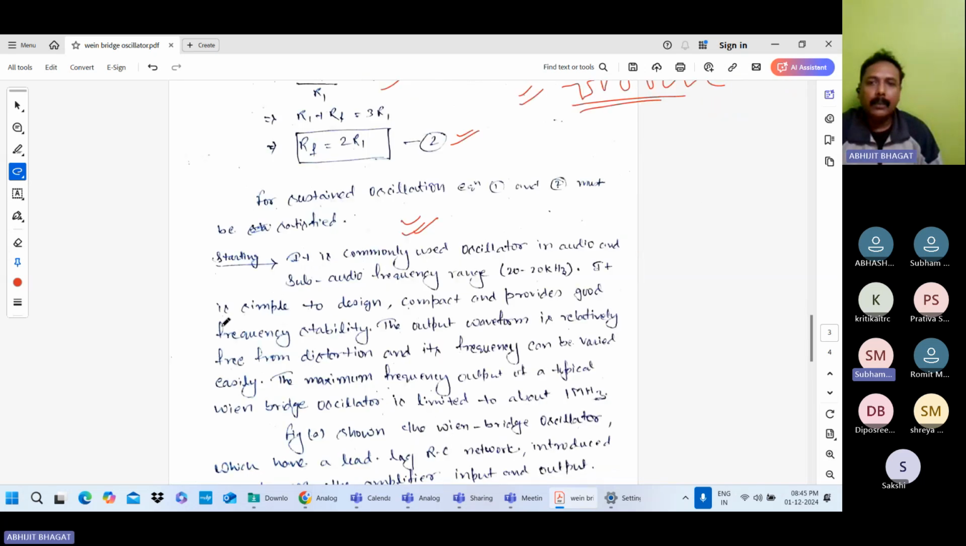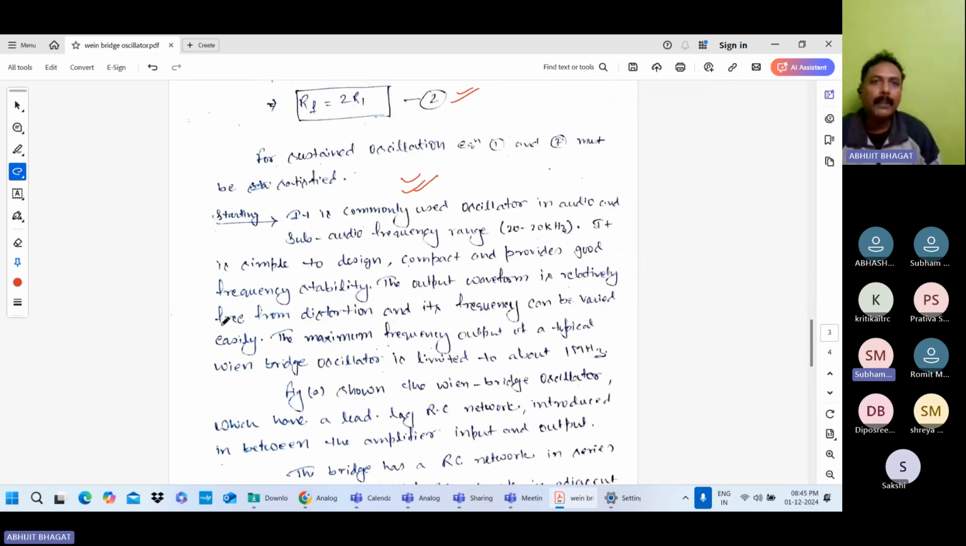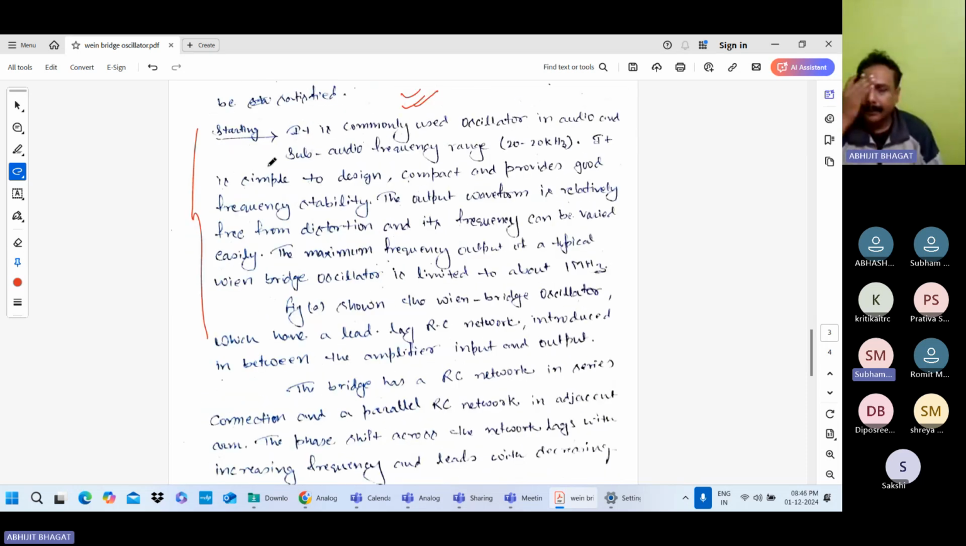Next, there is some explanation of the Wien Bridge oscillator, so just go through this. It is a commonly used oscillator in audio and sub-audio frequency. Whatever frequencies you get are in the audio and sub-audio range, and the range is 20 hertz to 20 kilohertz across this oscillator.